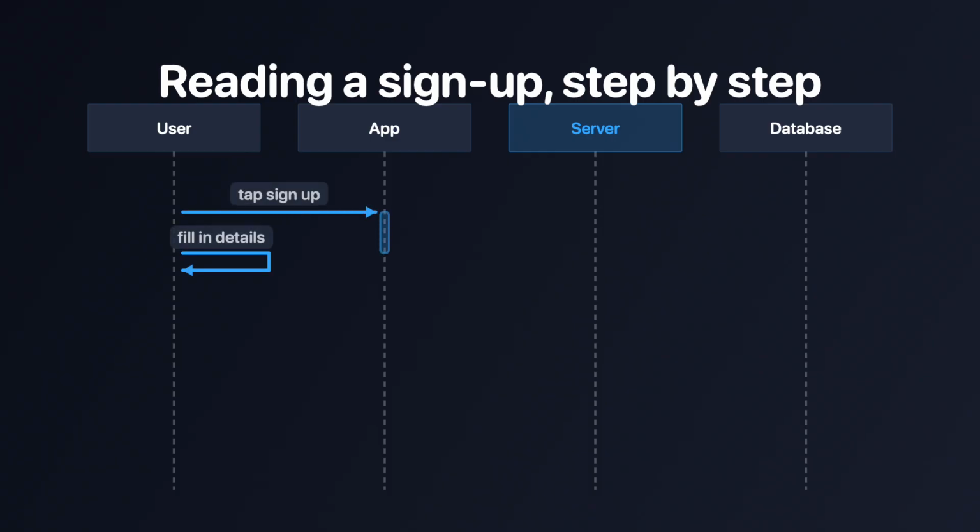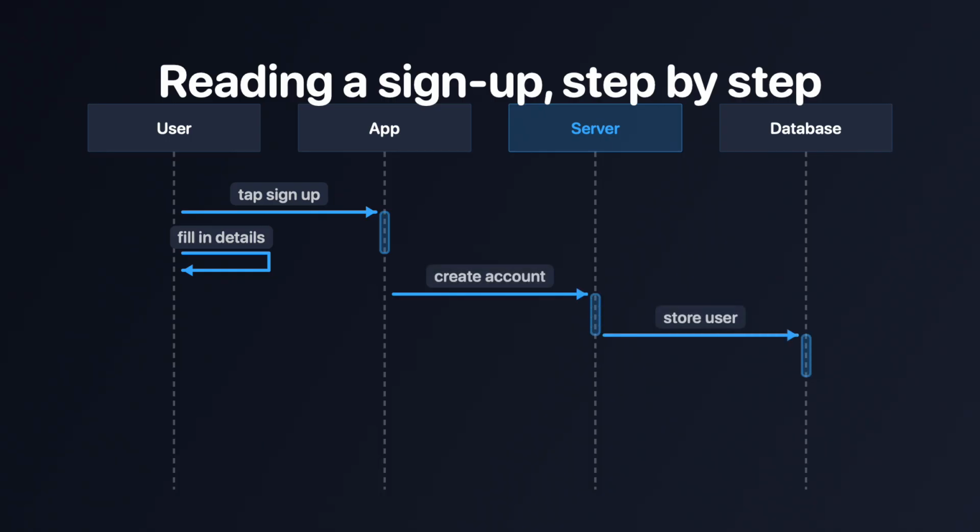First, the user fills in their details. This little loop is the user working on their own side, not calling anyone yet. Then the app passes the request along, create the account, and the server passes it on again, store this user in the database. Each solid arrow hands the job one step deeper.